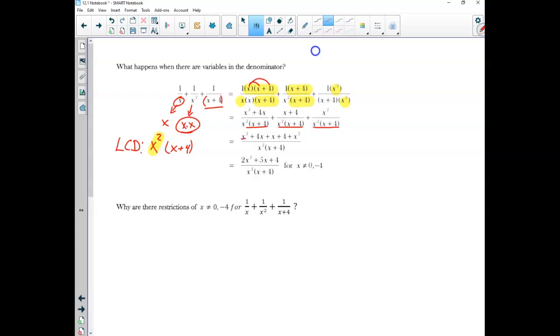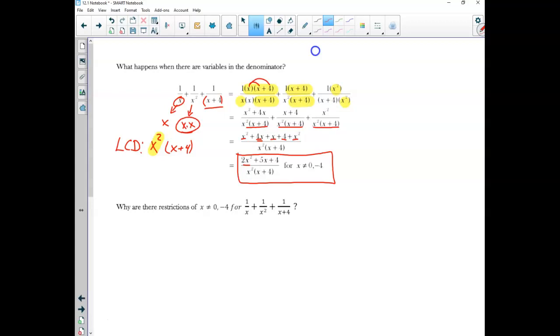Then I'm going to combine my like terms. That's going to be a 2x squared. This gives me a 4x and an x gives me a 5x, plus 4 gives me 4. And that does not factor in any way, shape, or form, so I can't reduce it. But it says this is my answer, but for x that is unequal to 0 and negative 4.